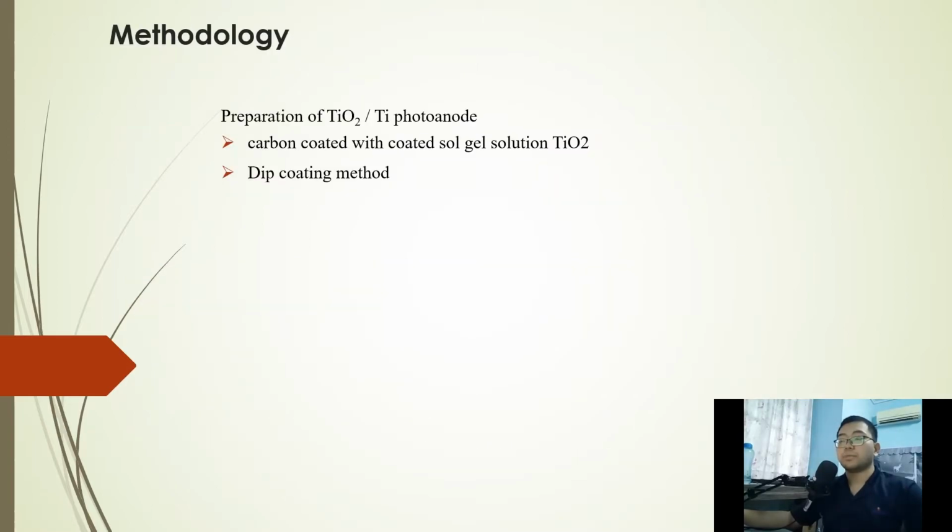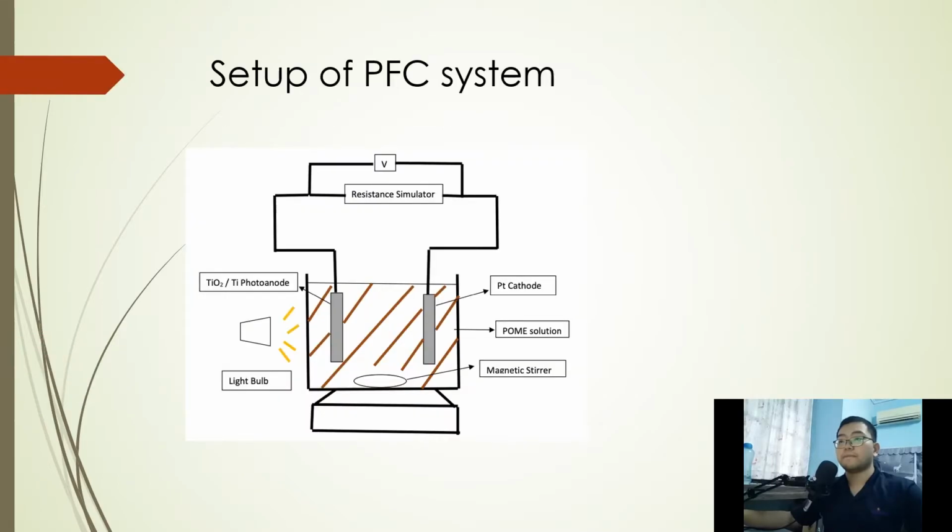In the preparation of the photoanode, there are two methods that can be used, which are spin coating with a sol-gel solution of titanium dioxide and the dip coating method. And the setup of the PFC system will be as in the picture.